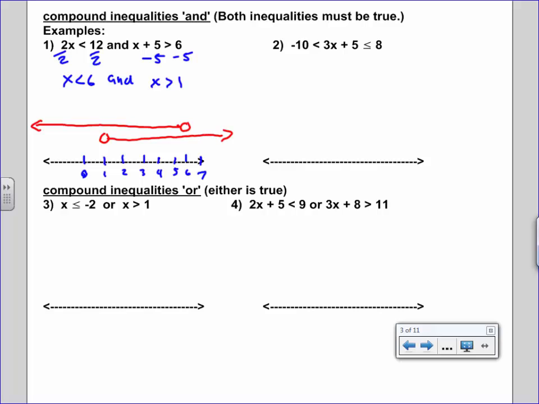Now, since both of these must be true, the way to look at this is, where are they both true? It's where they overlap. This area here. So it's between 1 and 6. So you would shade this area in between.